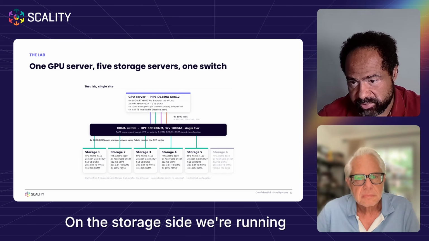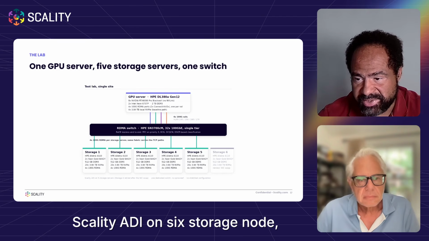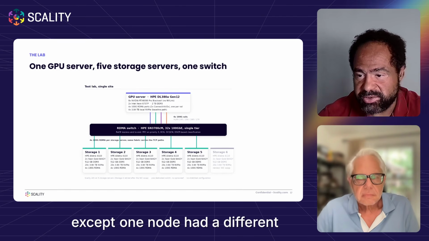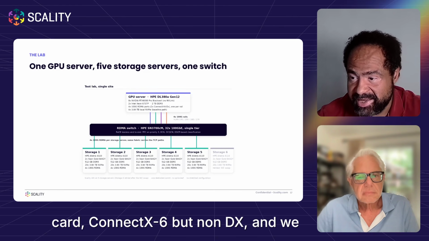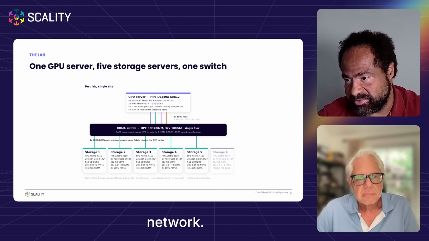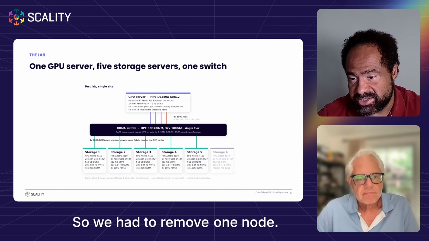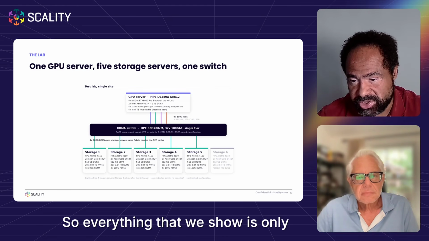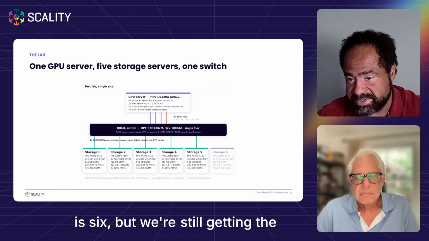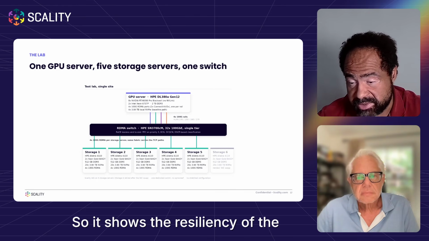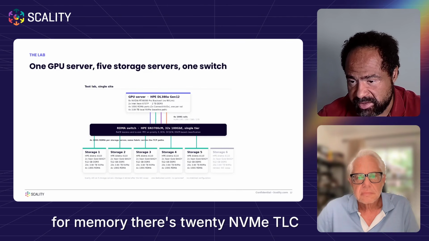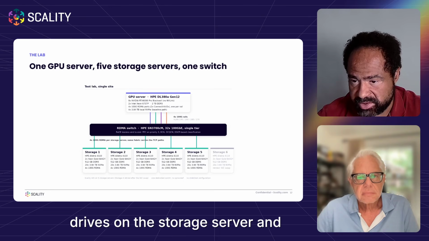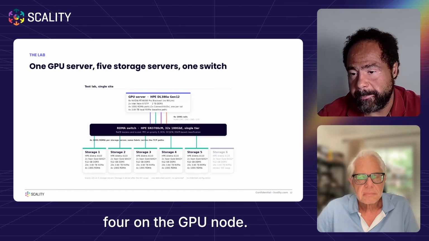On the storage side, we're running Scality ADI on 6 storage nodes, except one node had a different card, a ConnectX-6 but non-DX, and we were not able to use it in that network. The performance was not as good. So we had to remove one node. Everything that we show is only running on 5, where the nominal is 6, but we're still getting the performance we wanted. So it shows the resiliency of the software, the object storage stack. For storage, there are 20 NVMe TLC drives on the storage server and 4 on the GPU node.